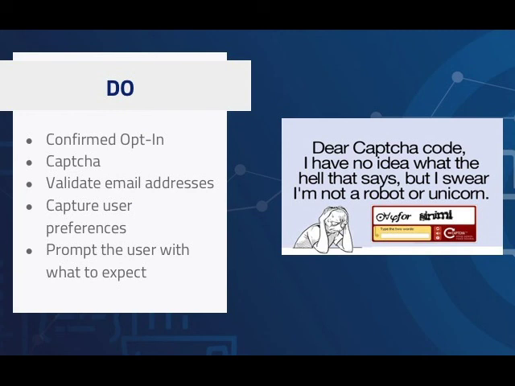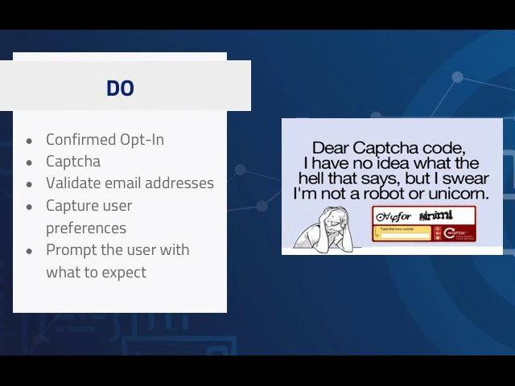The next do is prompt the user with what to expect. Something that I've seen that really helps is, whenever a customer signs up on a website, you give them a little pop-up that says, "Hey, we're sending a confirmation message. Check your mailbox." And check your spam folder or other folders, just to make sure that if that message did happen to get filtered, they know to go in and look for it.